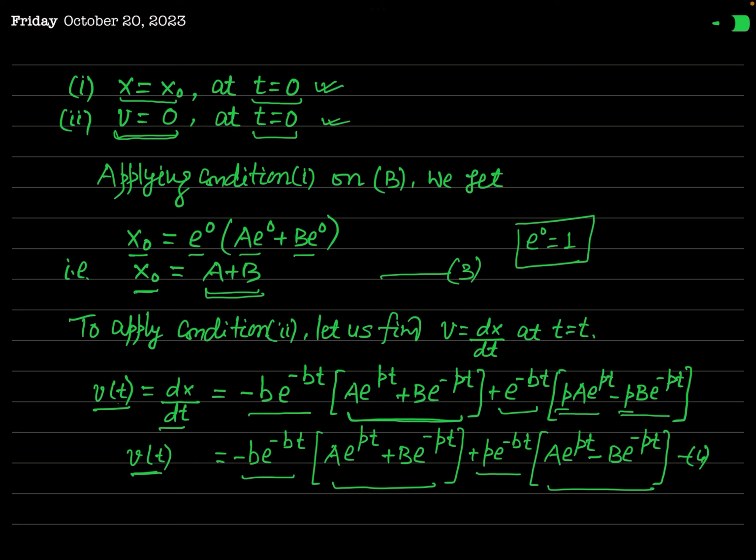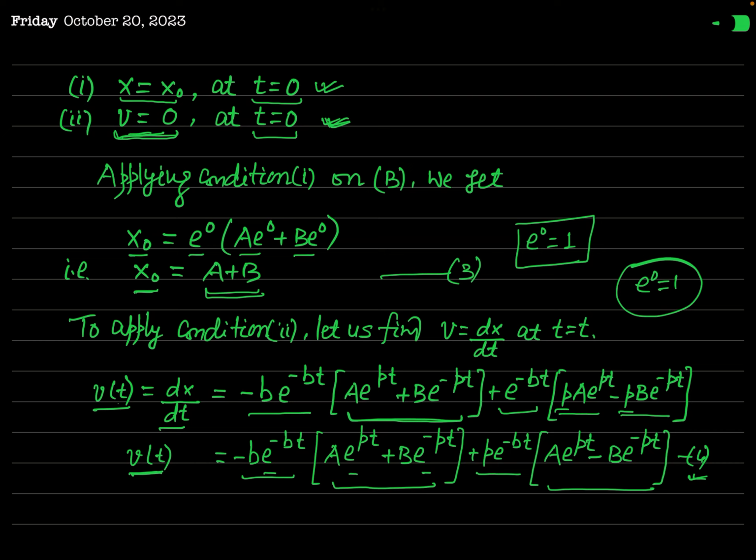Now we will apply the second boundary condition, which says v is 0 when t is 0, on this equation 4. When you apply the second boundary condition on equation 4, we will simply put t equal to 0 in the RHS, and in the LHS in place of v we will put 0. Again, you can mark it. When t is taken as 0, all the exponential factors will have power 0, so all the exponential factors will now be 1.